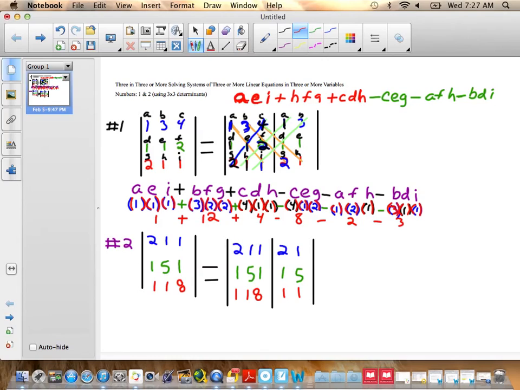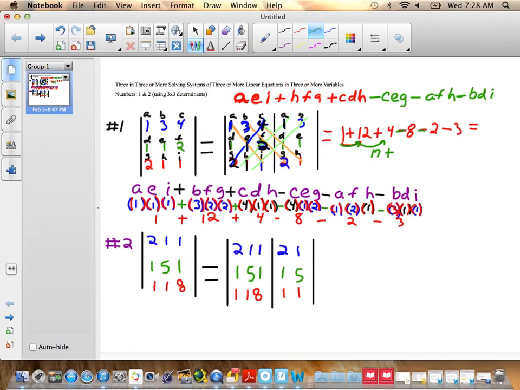Okay? So what I have now, when I look at this, is 1 plus 12 plus 4 minus 8 minus 2 minus 3 equals. So 1 plus 12 is 13, plus 4 is 17.